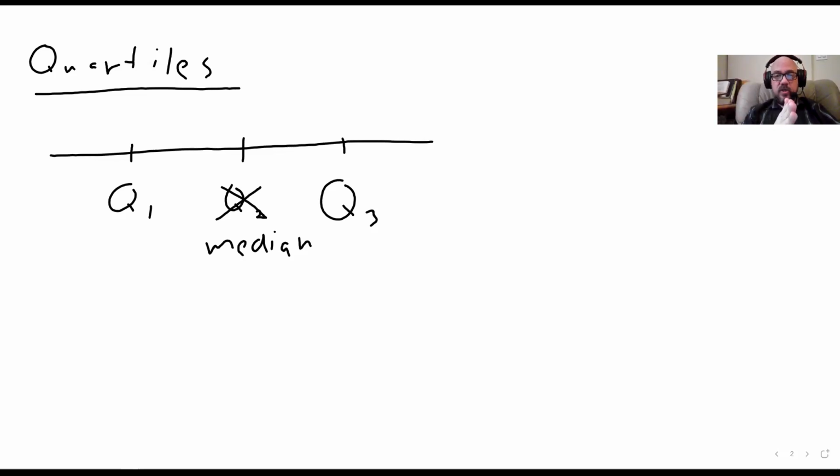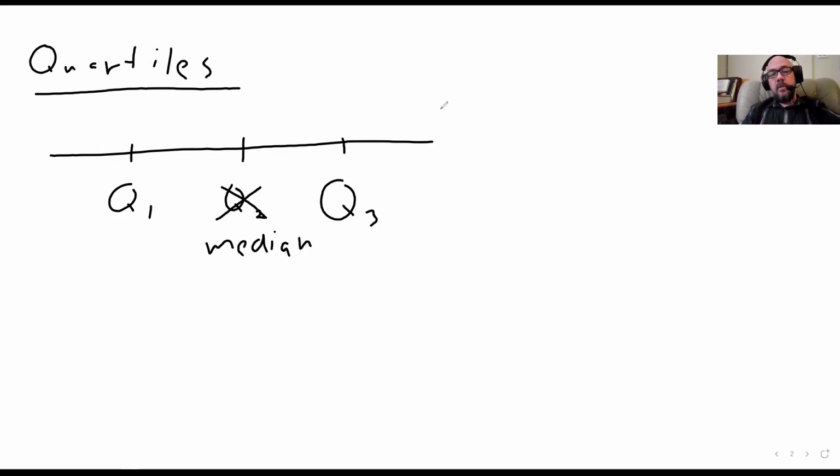Calculate the median first, and then using just the bottom half of your data, calculate the median of that, and that'll give you Q1. And using just the top half of your data, calculate the median of that, and that'll give you Q3. So you basically just calculate the median 3 times, but you don't use the whole data set. You only use the bottom half for Q1, and the top half for Q3.